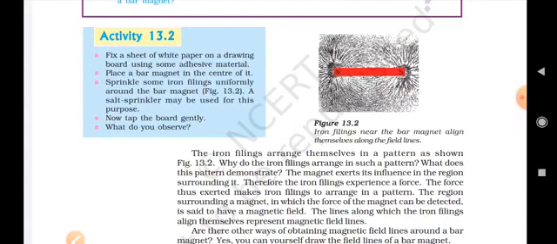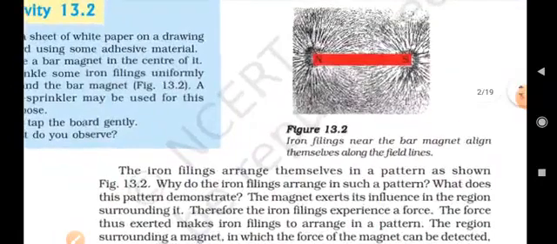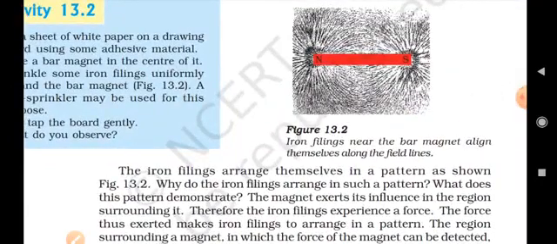Now when you sprinkle it, just like you sprinkle salt while cooking vegetables or anything, here also we take the iron filings and sprinkle them near the bar magnet, and if we gently tap the board, we will find that these iron filings start arranging themselves in a pattern, and you can see here what kind of pattern you will find.